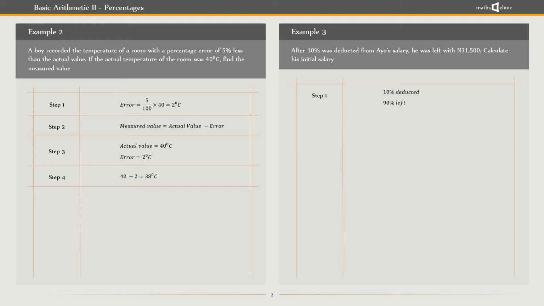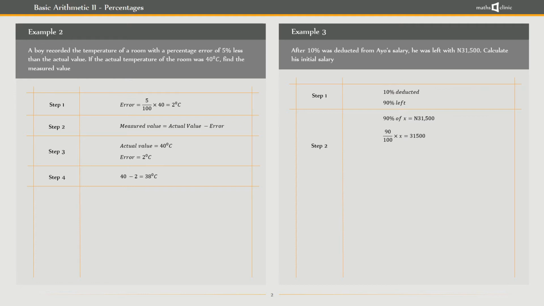If you remove a 10% deduction, we're left with 90%. And then we can say what Ayo is left with. Ayo is left with 31,500 naira. So 90% of Ayo's initial salary is 31,500 naira, and 90% of x is 31,500. We're obviously looking for x.